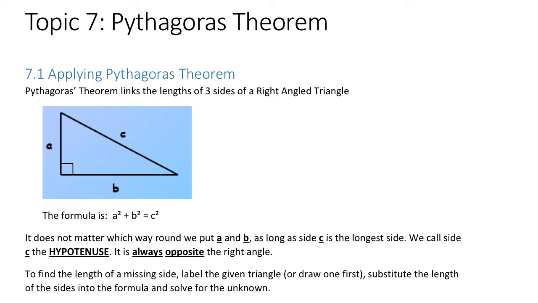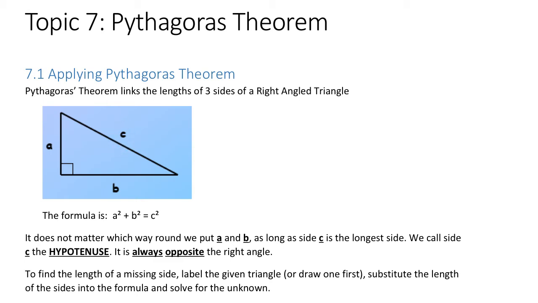Whenever we're looking at right angle triangles, it's important the order in which we label the sides. The longest side on a right angle triangle, so the one that's opposite the right angle, is called a hypotenuse. And whenever we're labeling it, we always label it C.